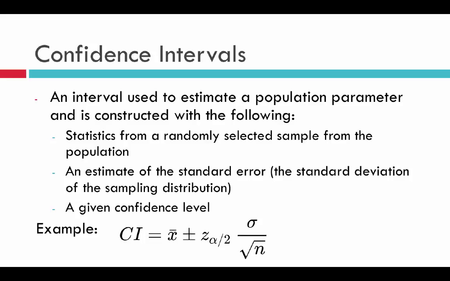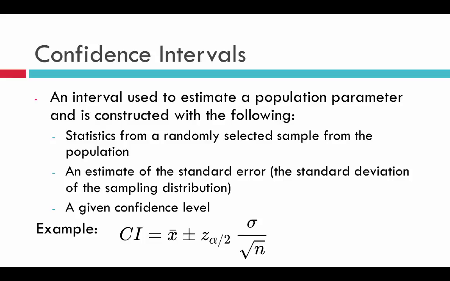We also need an estimate of the standard error, which we have found is the standard deviation of that sampling distribution. It gives us a measure of the sample error that we would expect with the statistic that we are calculating. Finally, depending on how confident we want to be, we're going to need a confidence level. The higher the confidence level, the larger the interval. If we want to be more confident that this interval contains the population parameter of interest, we better have a larger interval. So the higher the confidence, the larger the interval.